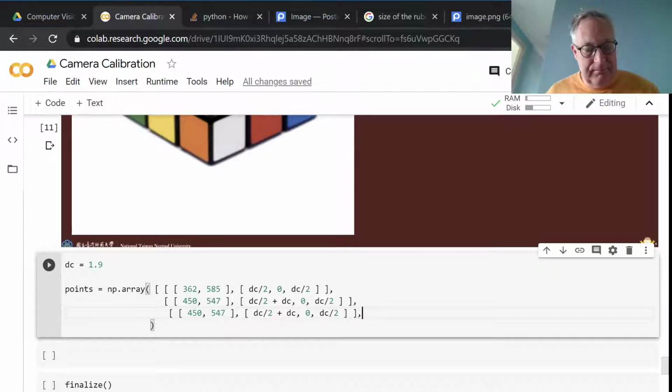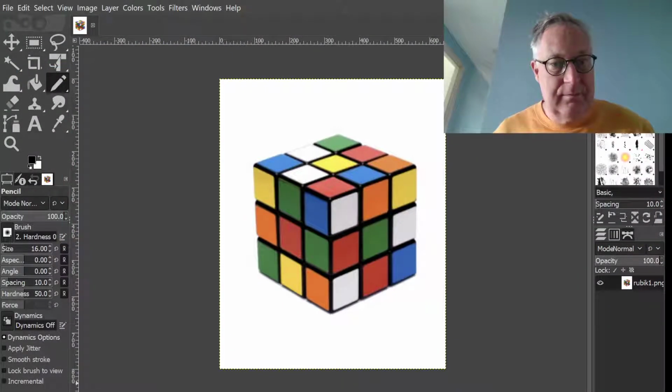Next one, over here, would be 530, 505. And this would be 2 times DC to add here, so this is the bottom row.